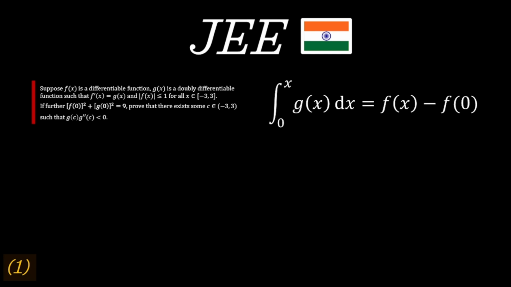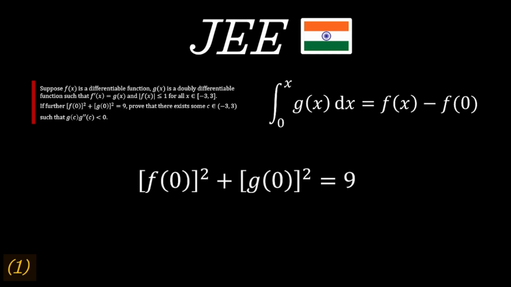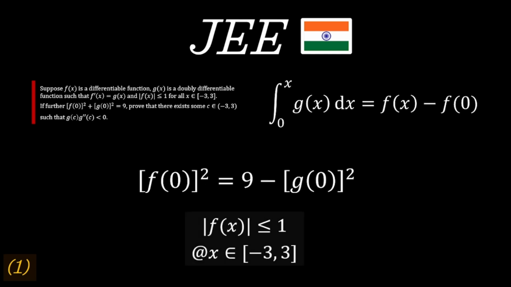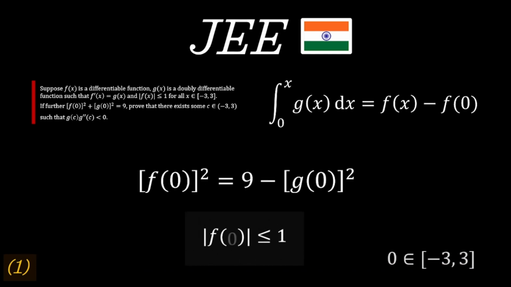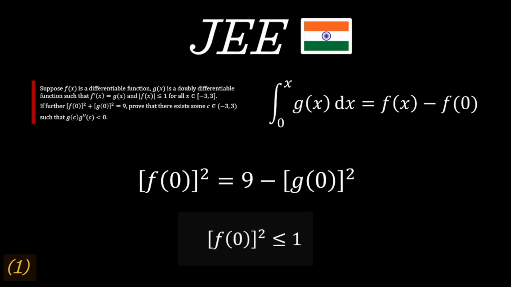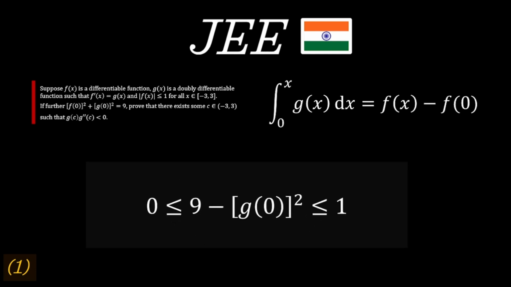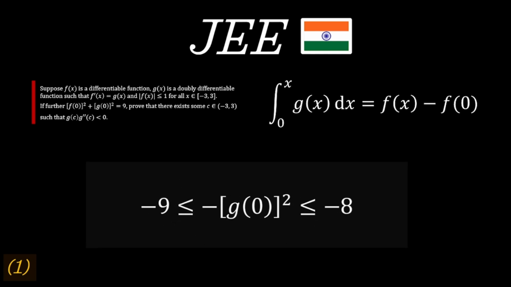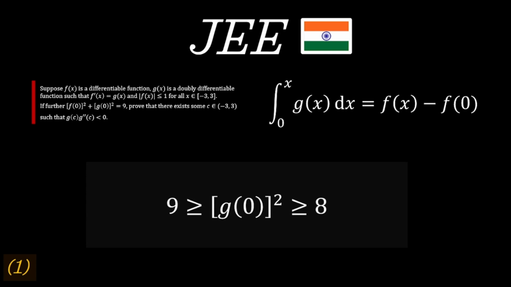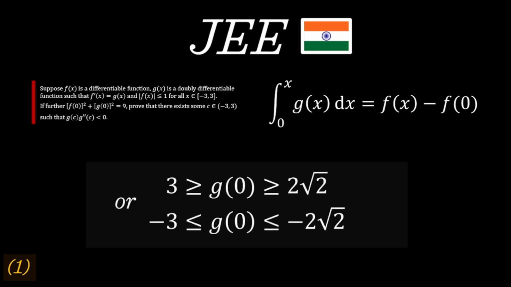Alright, so what else do we know? Well, we do have this f squared plus g squared constraint over here, so we can write f of 0 squared in terms of g of 0 squared like so. Conveniently, we can again invoke this mod of f of x is less than or equal to 1 condition here, since 0 is in this range. If we square both sides like this, then we get this, and trivially this is also greater than or equal to 0. So if we replace f of 0 squared with 9 minus g of 0 squared and isolate the g of 0 squared, then this inequality could simplify into two different things, the above and below ones over here.